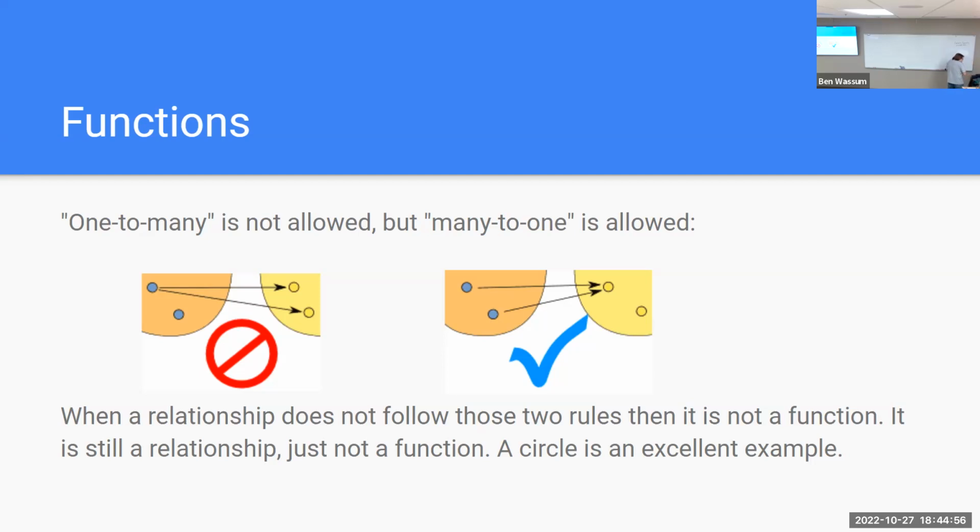I would keep writing a circle to get an example. One to many is not allowed because that again is one input getting two outputs. Many to one is allowed because those are completely separate inputs. They might hit the same output, that's okay.